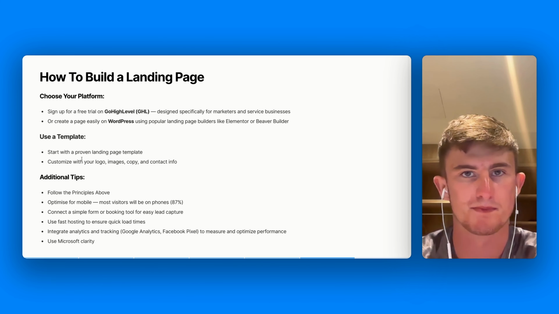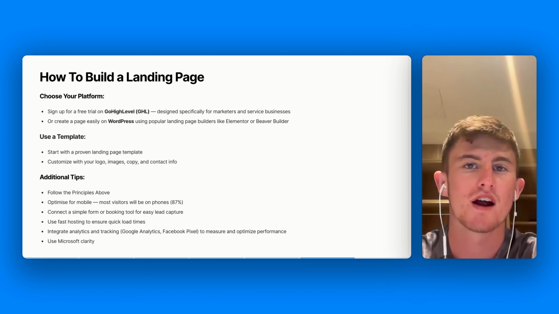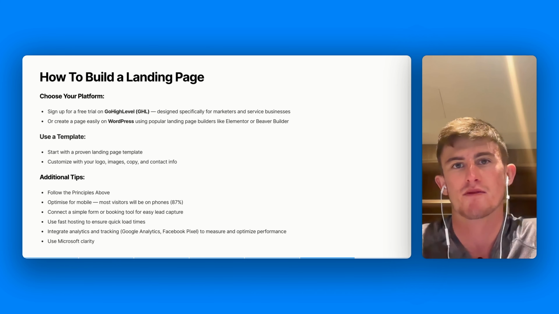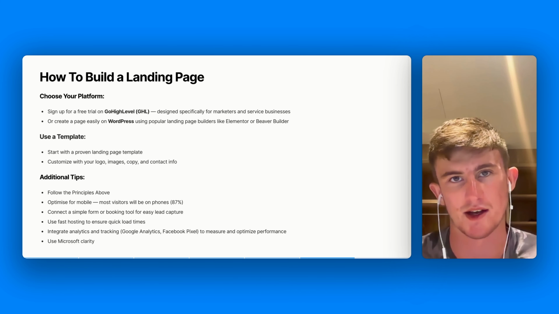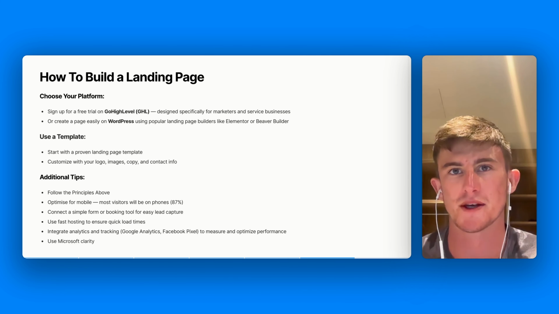And then just some additional tips, okay? Make sure you follow the principles. Very simple. Make sure it's optimized for mobile, okay? We've actually looked at the data on this. 87% of users that come onto a clinic-based landing page are on mobile. So if you don't have them optimized for mobile, you're literally losing out on 90% of the users. So make sure it's optimized for mobile.